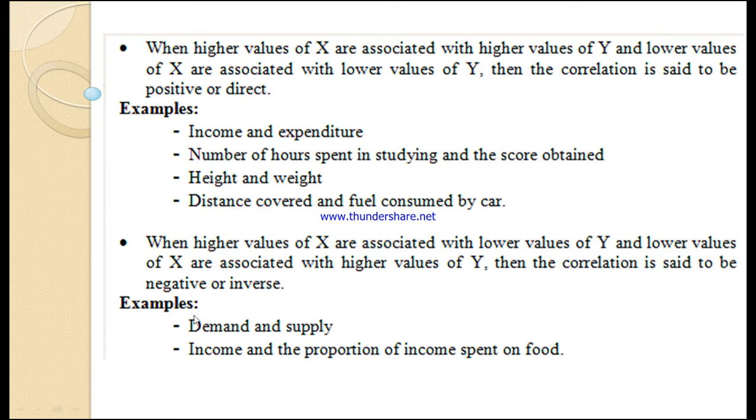The best examples of negative correlation between variables are the relationship between demand and supply, and the correlation between income and the proportion of income spent on food, which is also determined to be a negative or inverse correlation. So the correlation between two variables may be either direct or indirect, positive or negative, or direct or inverse.